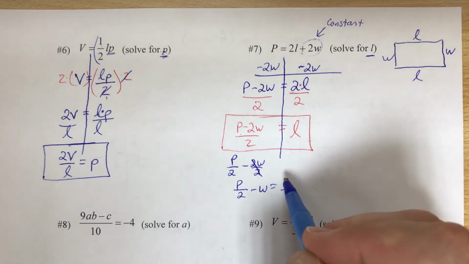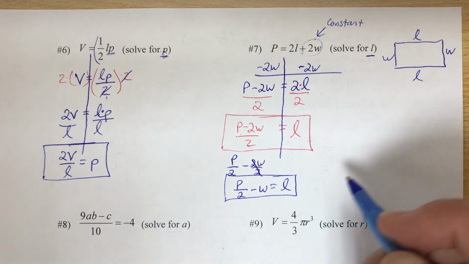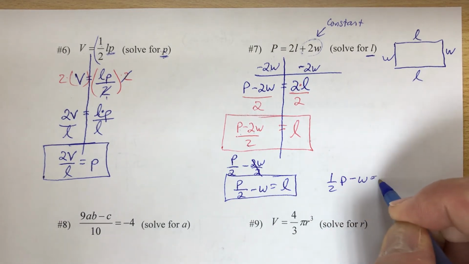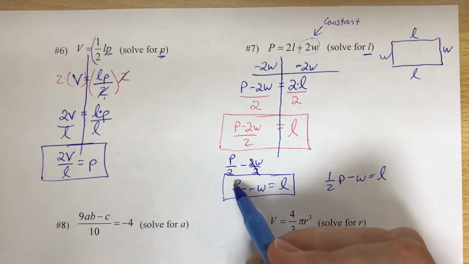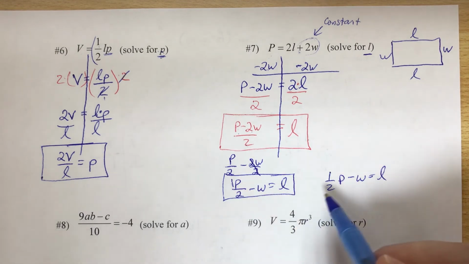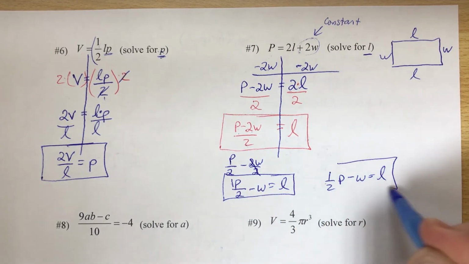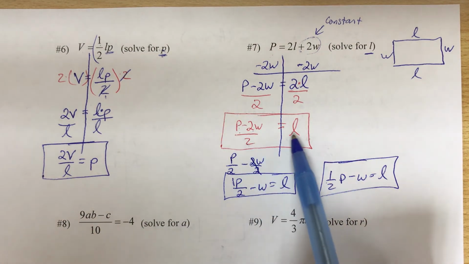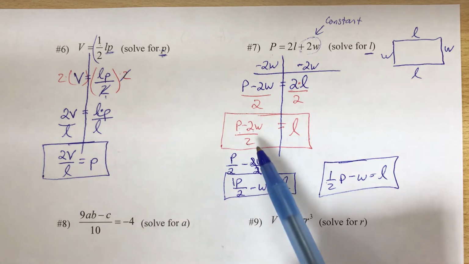But you'll see that I'm doing a lot more work. I could even write this as 1/2 p minus w equals L. Right? So that's like 1p divided by 2. That fraction's 1/2 times p. So there's different ways to write this. I will kind of keep the easy way, which I think is this.